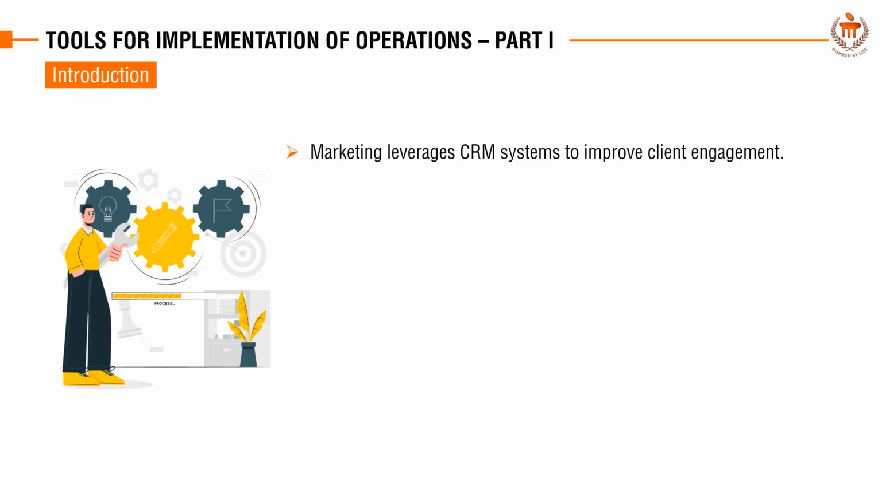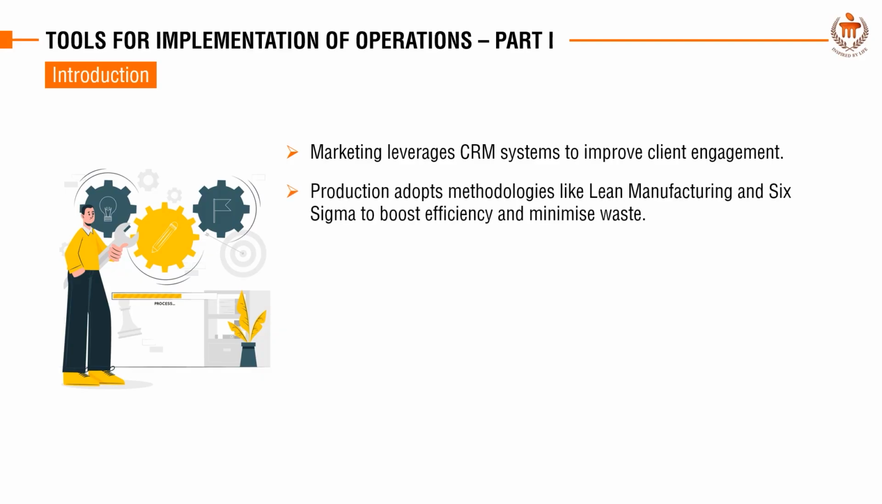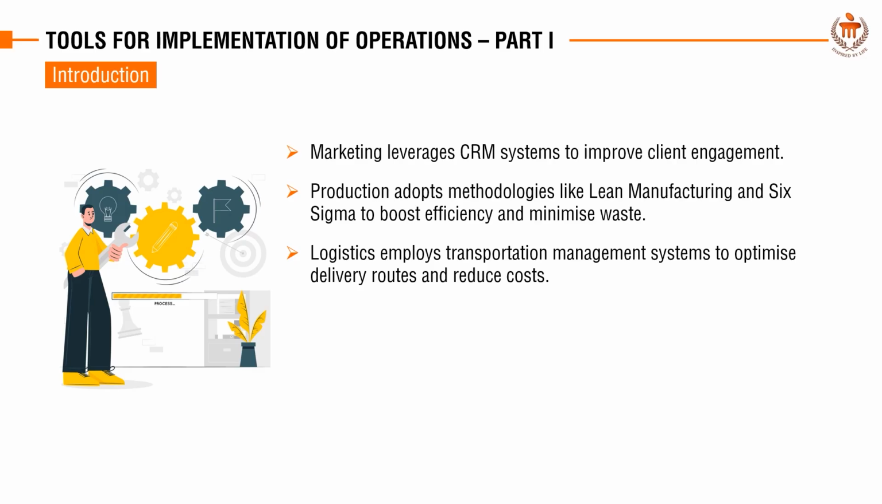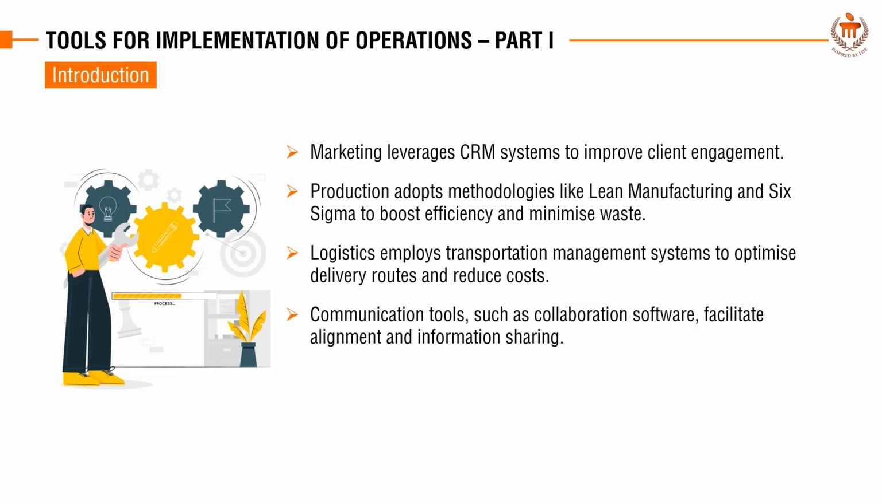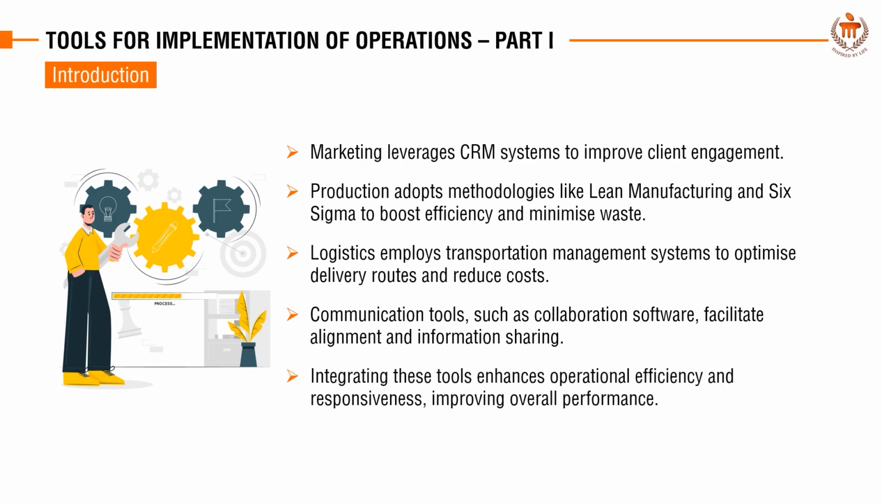Marketing leverages customer relationship management, also termed as CRM, systems to improve client engagement, while production utilizes methodologies like lean manufacturing and Six Sigma to boost efficiency and minimize waste. Additionally, transportation management systems in logistics optimize delivery routes and reduce cost, and robust communication tools such as collaboration software facilitate alignment and information sharing across departments. By integrating these tools, organizations can enhance operational efficiency and responsiveness, ultimately leading to improved overall performance.